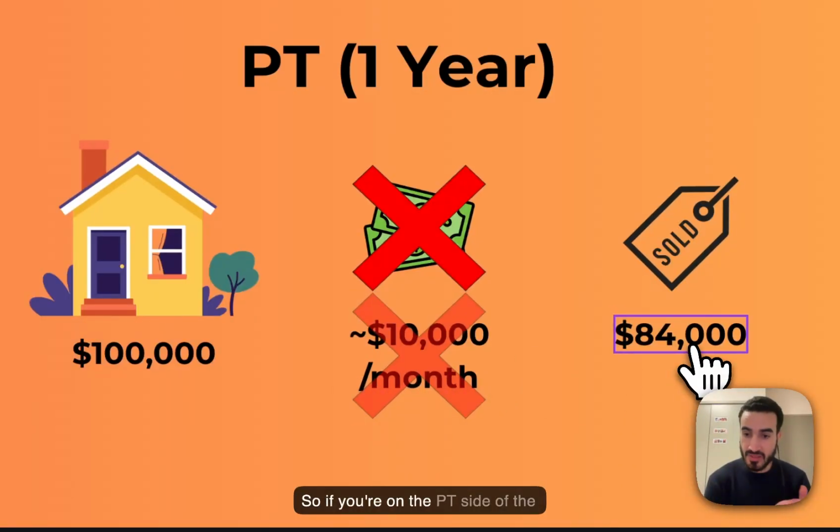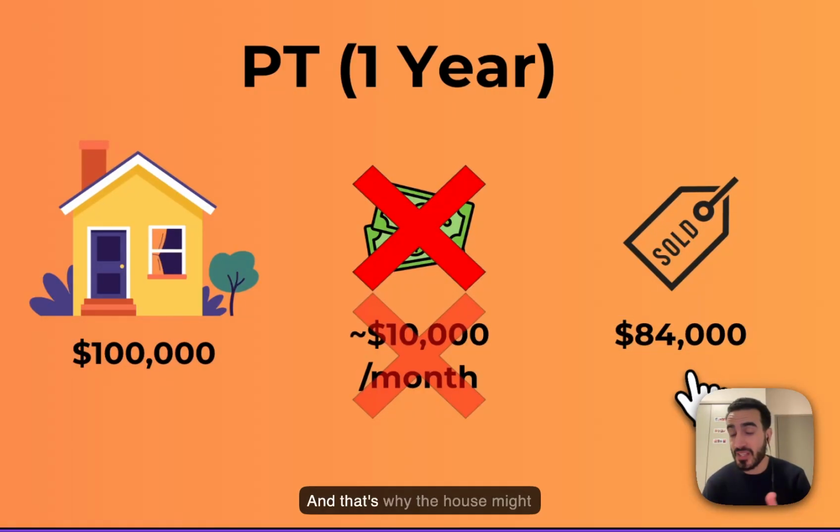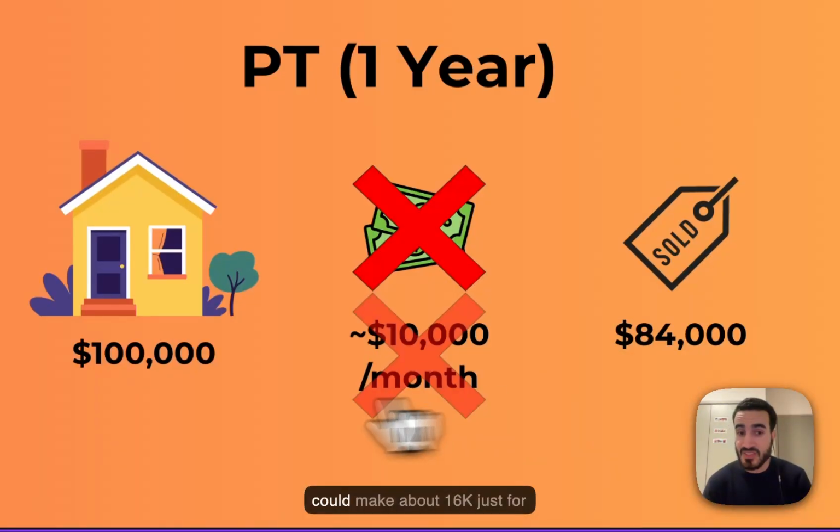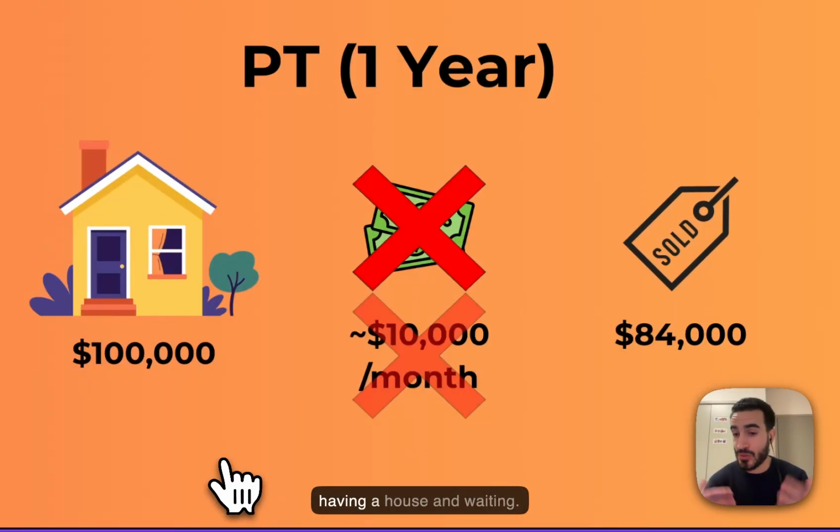So if you're on the PT side of the equation, you're buying assets at a discount. You're buying yield generating assets at a discount because you have to wait the whole year before you could fully own it. And that's why the house might sell for $84,000. So if you decide to buy this house at the end of the year, you could make about 16K just for having a house and waiting.